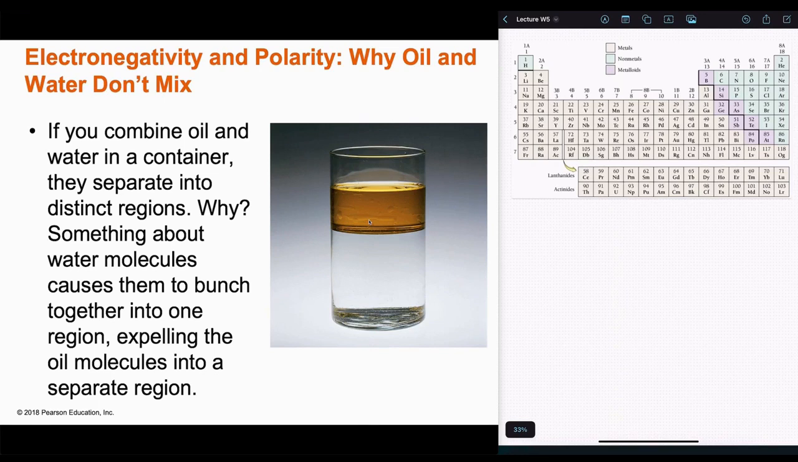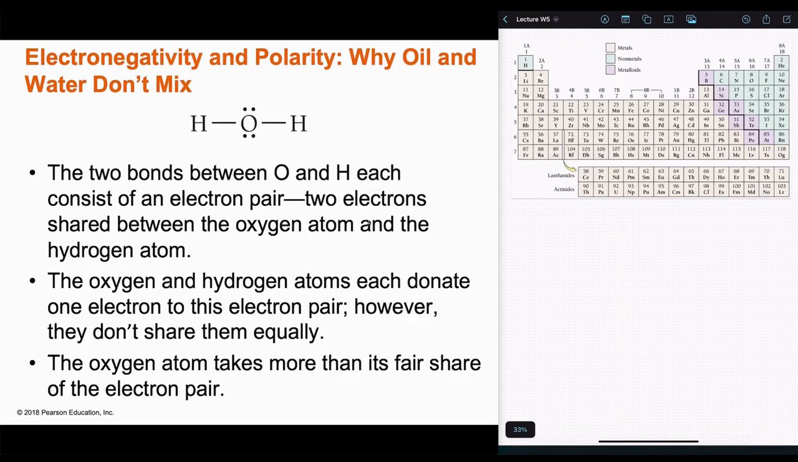We're just going to study that. Now let's first think about the Lewis structure of a water molecule, which is H2O. As you can see here, there are two bonds between the oxygen and hydrogen, and each bond consists of an electron pair, and these two electrons are shared between the oxygen atom and the hydrogen atom.